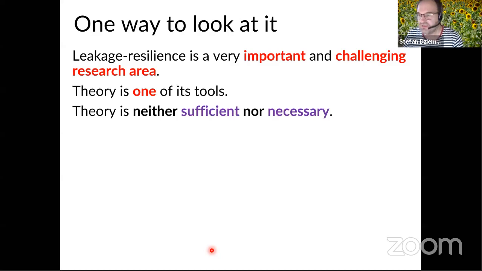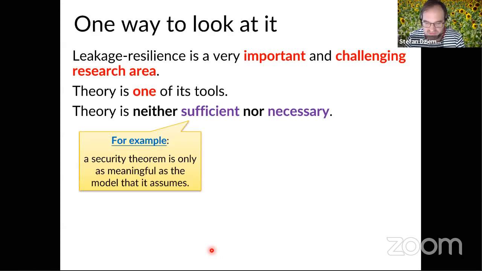At least strictly speaking, because, for example, security theorems are only as meaningful as the model behind them. So you can have beautiful theoretical results that don't have that much impact in practice, and it doesn't make sense to implement something in real life just because it has a theory proof. You should do more work on analyzing security than just doing the proof.